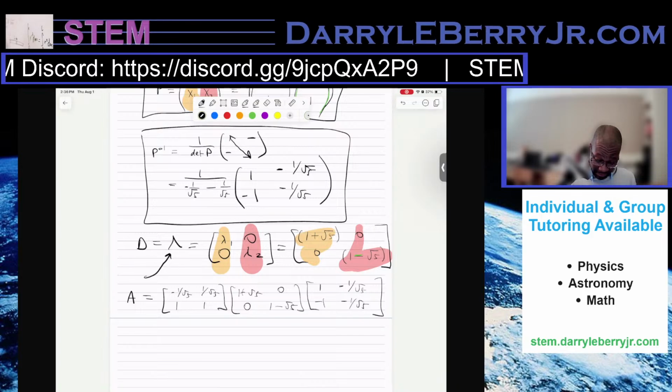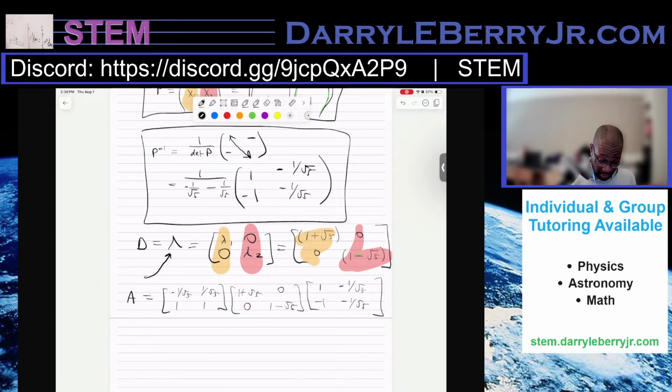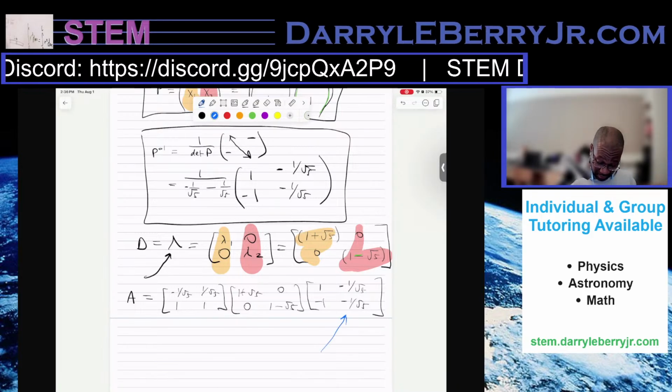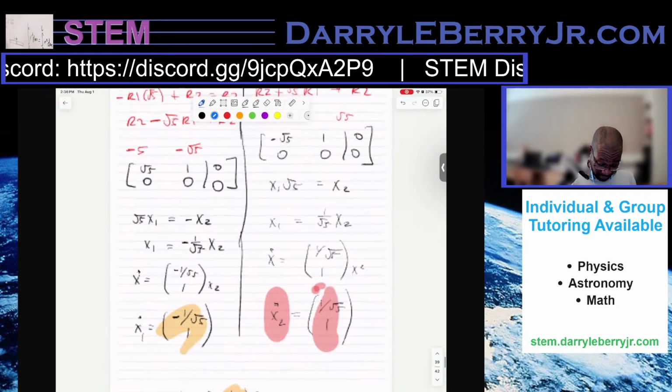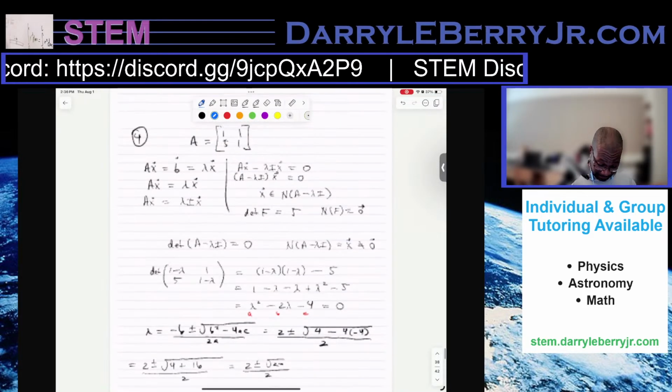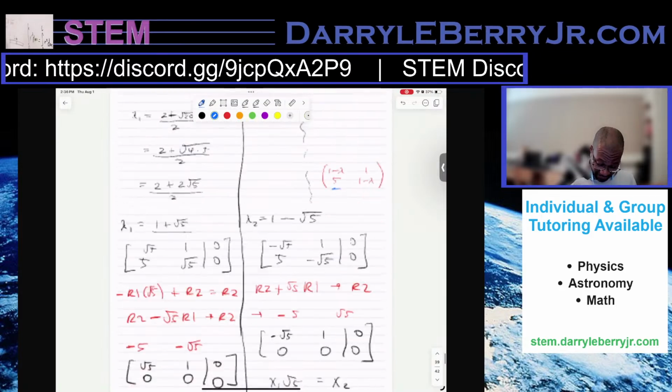This is the diagonalization. So what this means is if we were to multiply all this out, even though it looks so ugly, it would give us the original A that we had, the 1151.